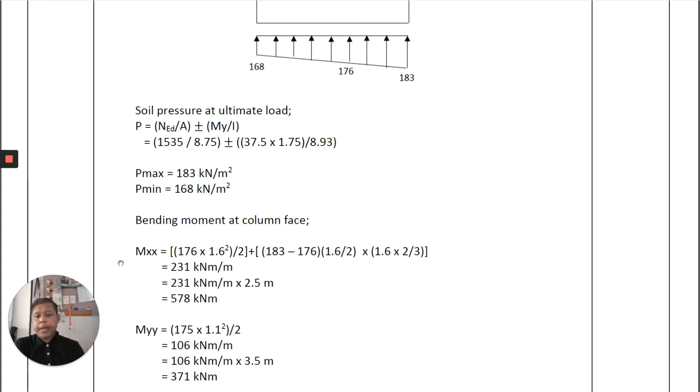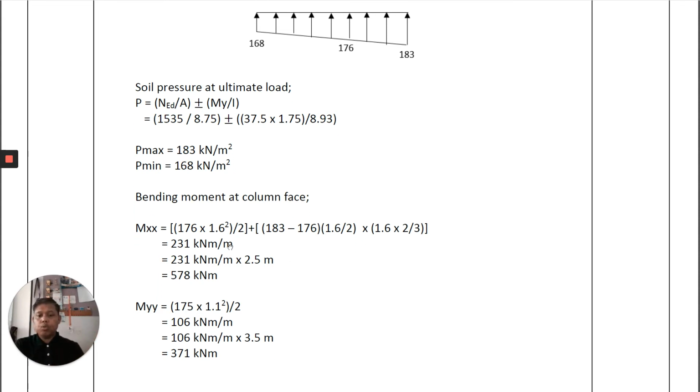Then for the Mxx, in order for you to calculate the moment, you have to times with the B, because the moment is acting perpendicular to the axis. So that's why you have to times with 2.5.